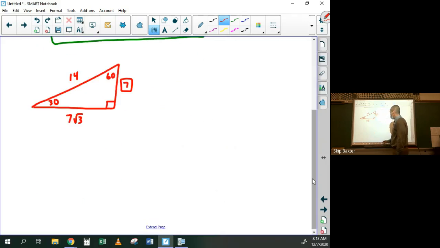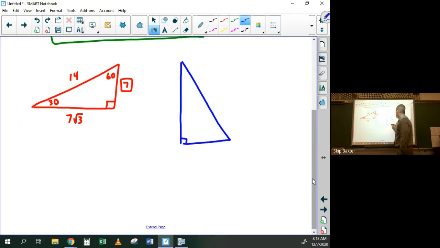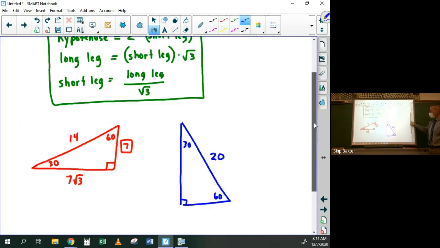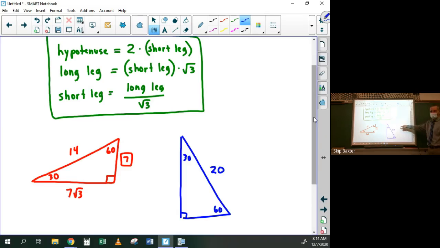What if we're given the hypotenuse? So what if we have something like this, a 30, 60, 90 triangle, and we're given the hypotenuse. Let's say this hypotenuse was 20. Well, the first rule says the hypotenuse is 2 times the short leg. So if this is 20, what does the short leg have to be? 10. And then once you know the short leg, second rule again, the long leg is the short leg times radical 3. This is just going to be 10 radical 3. That's it.